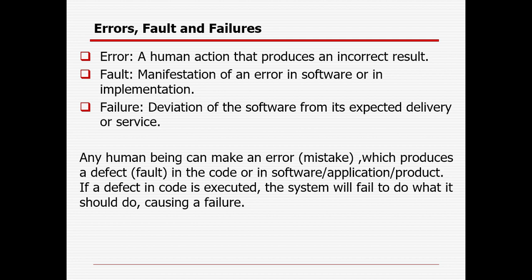Then what are error, fault and failure? Error is nothing but a human action that produces an incorrect result. Suppose you are doing something and you wrongly did something, that is the reason an error will come. But in case you are not fixing the error, what will happen? A fault will come in the application or software. So a fault is nothing but the manifestation of an error in software or in implementation. And in case you are still not correcting the fault, the system will fail, right. So it will not work as per expectation, or it might crash.